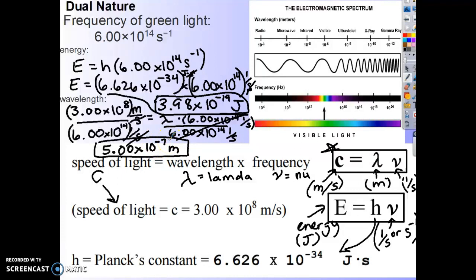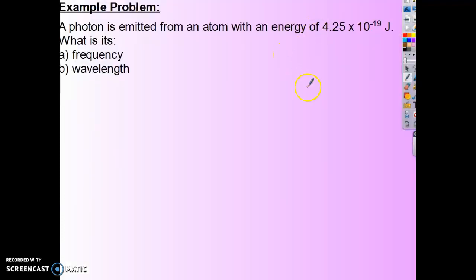Now, if you got 10 to the 22nd, positive 22nd, then that would be really obvious that this is off. So you can use that as a way to remember. When you're dividing, you can subtract exponents to check if your exponent is correct. When you're multiplying, you can add exponents to check if it's correct. Okay? All right. So that is calculations of light and energy.